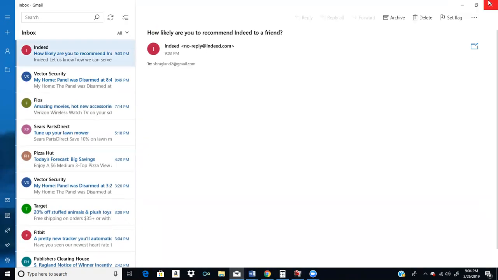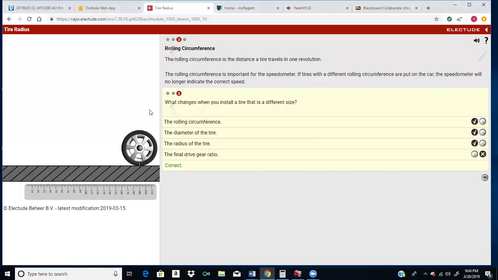Okay, so hopefully you understand how to deal with the radius and the diameter of a tire, whether it is outside the car or up underneath the car, and also what constitutes one revolution of a tire, the rolling circumference. All right, good. So now I wanted to go over some other things.